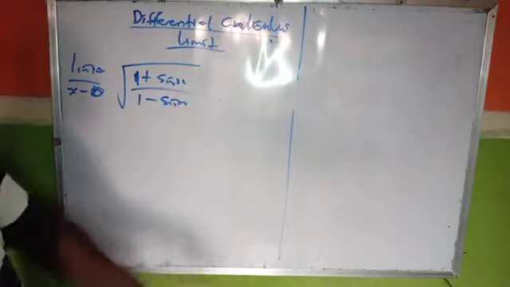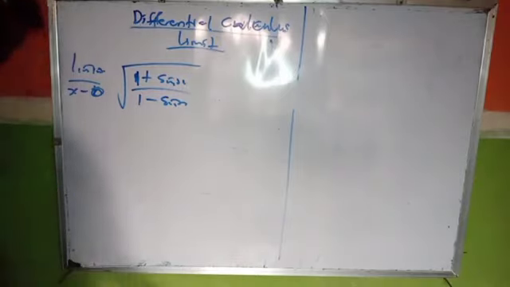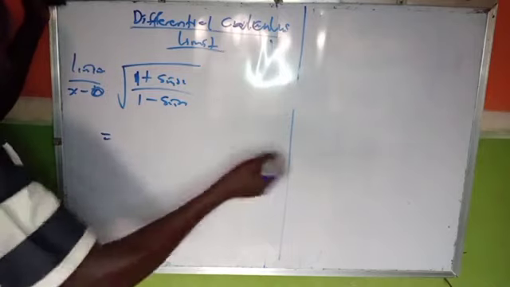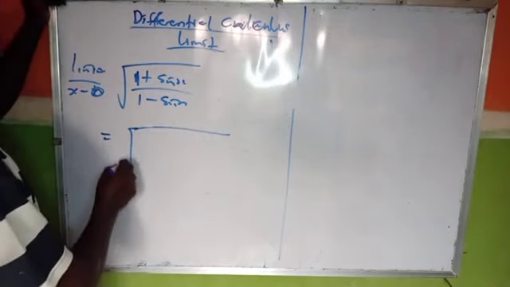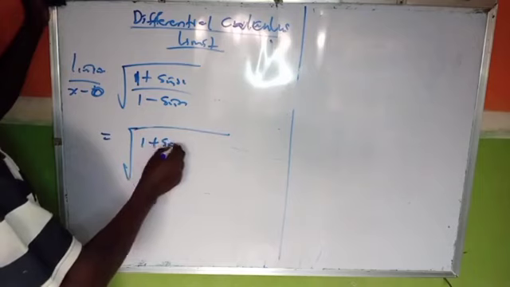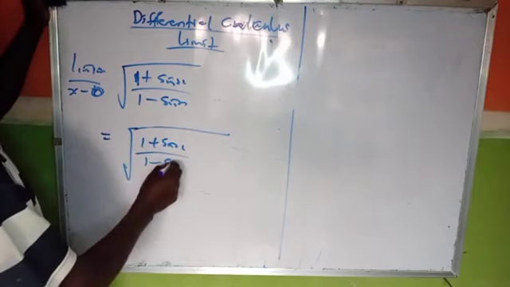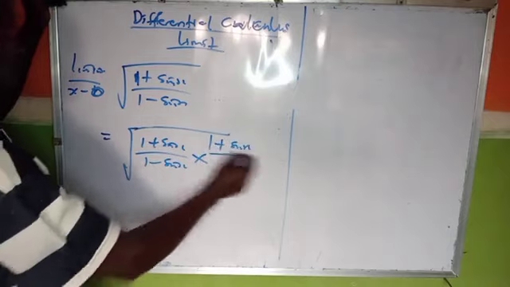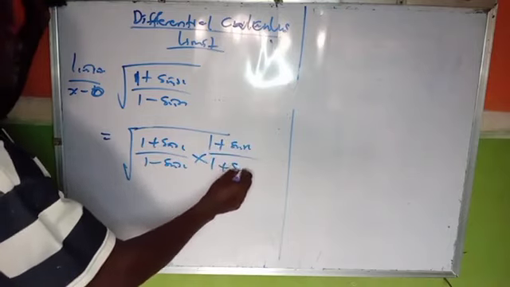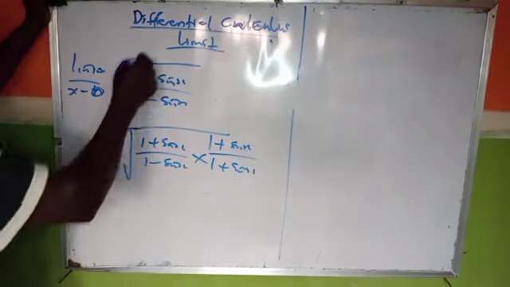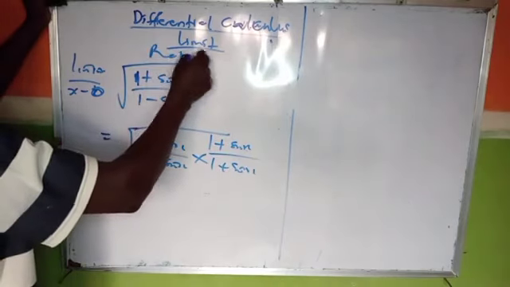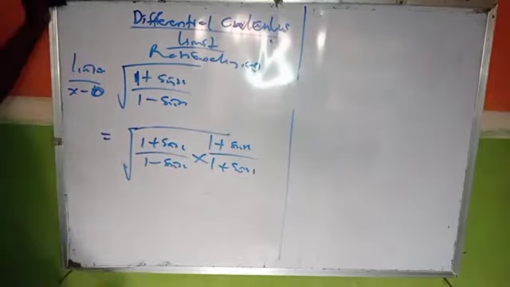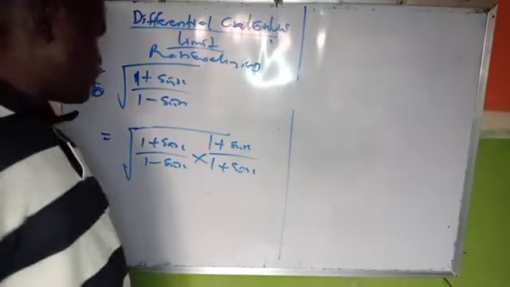So, you can use the rationalizing method. The first thing you are going to do is rationalize it like this: 1 plus sine x over 1 minus sine x, so you multiply by 1 plus sine x over 1 plus sine x. Remember, here we are rationalizing it.